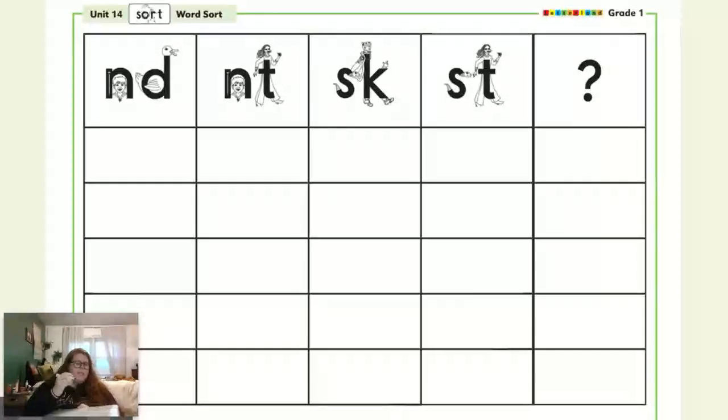Let's try one more together. Then we're going to look at the word end. What blend do you have? End. You have ND in this one too. So where is this going to go? It's going to go under ND, and we're going to write end.